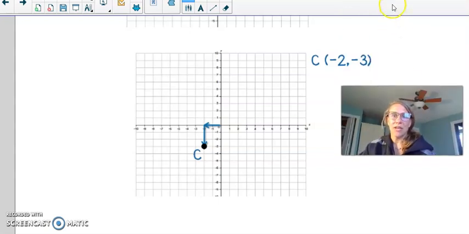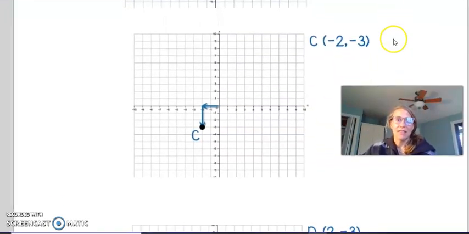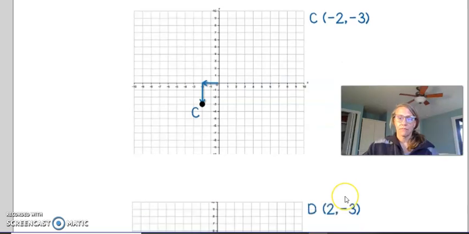All right, the next point we're going to take a look at is (-2, -3). Notice both the coordinates are negative, both the x and the y. So we have to be in this third quadrant. So we go back 2 along the x-axis at -2 and go down 3. And that's where we would plot that point.